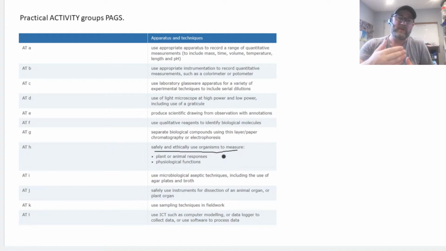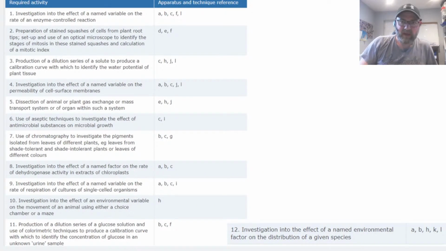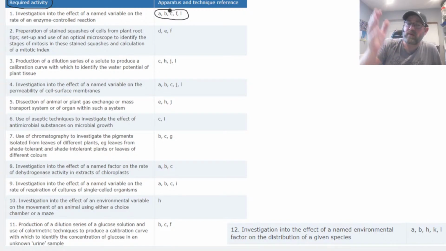Throughout the course, you will do a bunch of practicals, and the practicals that you have to carry out to cover all these different targets are here. These are called required activities, sometimes called PAGs. I think they're practical assessed groups is what it stands for. A bit weird, but you've got these groups of targets that we saw on the previous page that you can complete with each practical. So each of these practicals covers all those different skills you need. One of them is to investigate enzymes, this first one here. So you'll have to do an enzyme investigation.